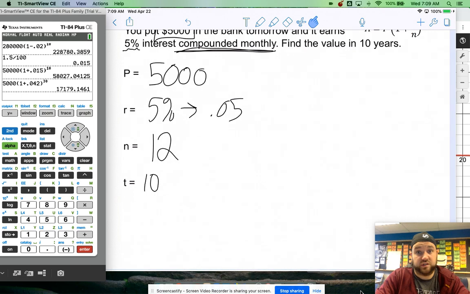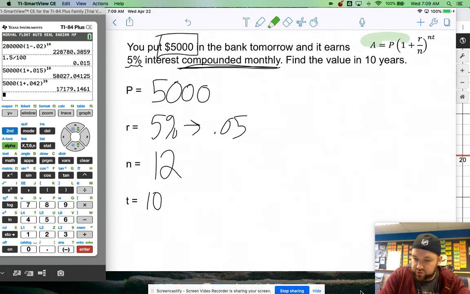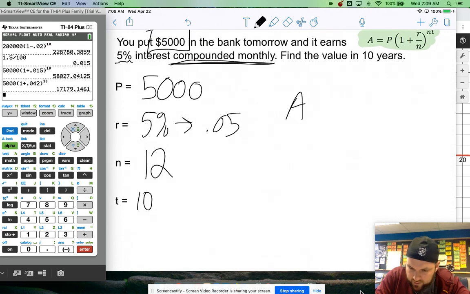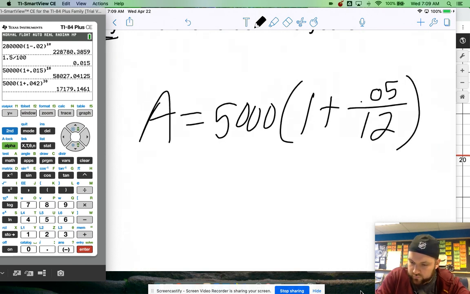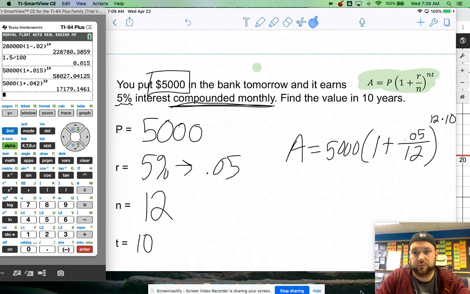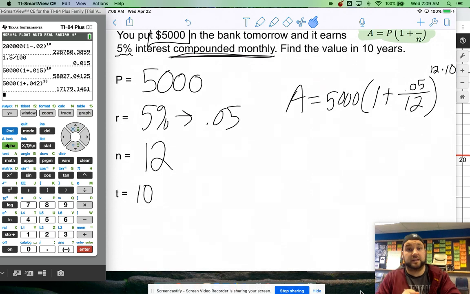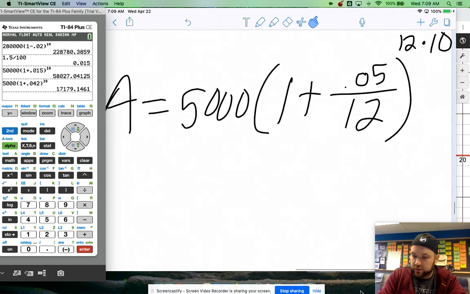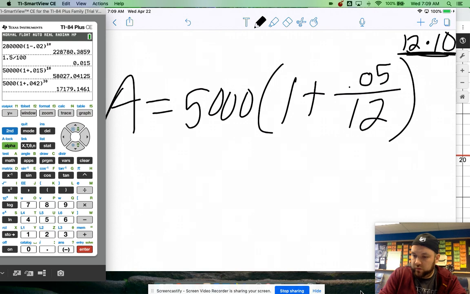So if I just use these numbers and then set up this equation right here, I'm going to see that I have A equals 5,000 times 1 plus 0.05 divided by 12 to the power of 12 times 10, which is N times T. Okay. You can type all this in the calculator in one step, but if you're not careful, the exponent can get messed up a little bit. So what I recommend is that you just do that normally, that's a pretty simple calculation.